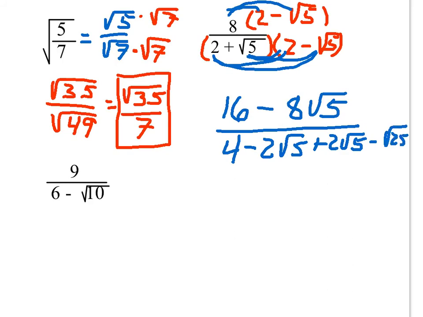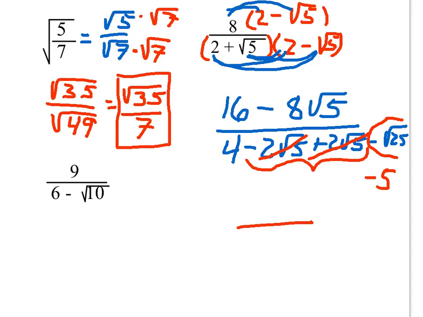Now, I'm just going to focus on the bottom for a second. If we combine our like terms, negative 2 root 5 plus 2 root 5, they're just going to eliminate each other out. We don't even have to worry about them. Now the negative square root of 25 happens to be minus 5. So now on the bottom, we're going to have 4 minus 5, which would be negative 1. And on the top, we still have 16 minus 8 root 5.